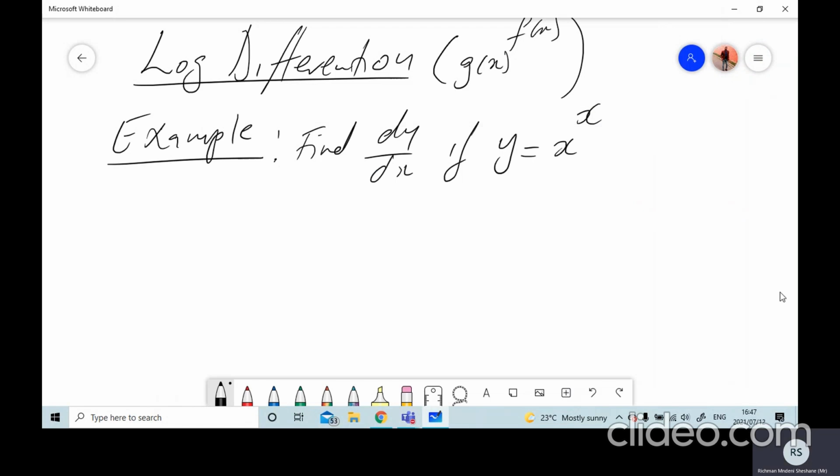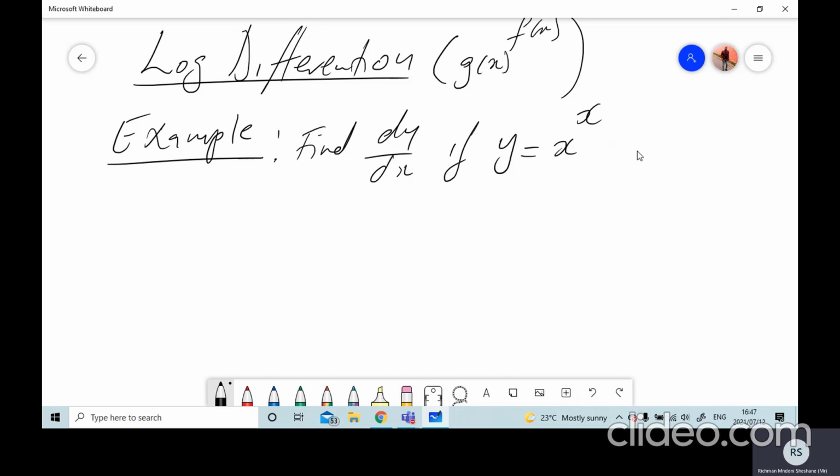All right, guys. The last section of log differentiation is when we have a term in our function which is a function to the power of a function. For example, let's say we want to find the derivative dy/dx of y equal to x to the power of x. We don't have a standard derivative of this form. How can you derive x to the power of x?